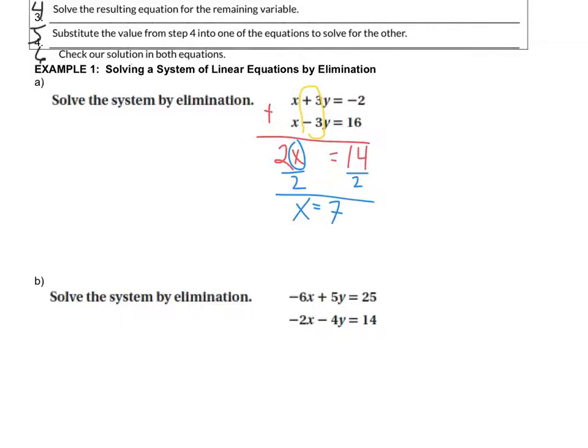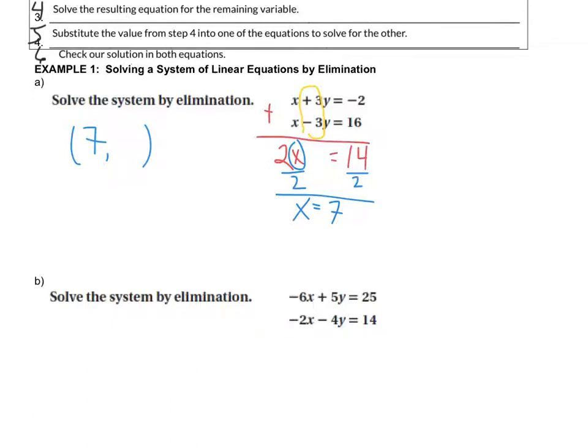We also know that this is not just my answer. A system needs to have the x and the y. So we found the x. So I'm going to start my answer over here. So I think I have the 7. But now I move on to step 5.